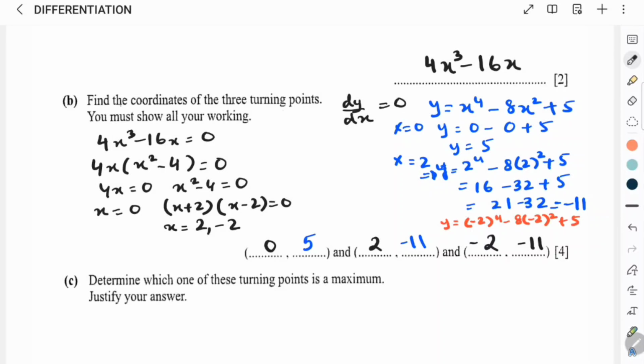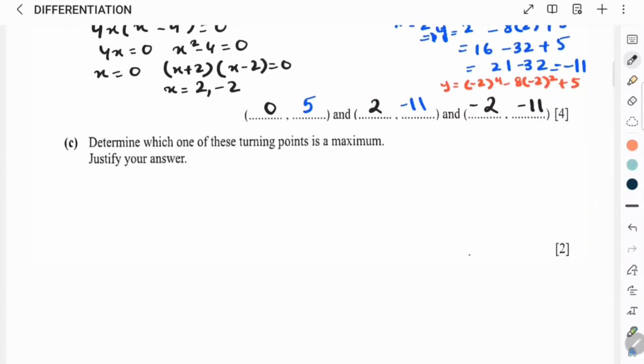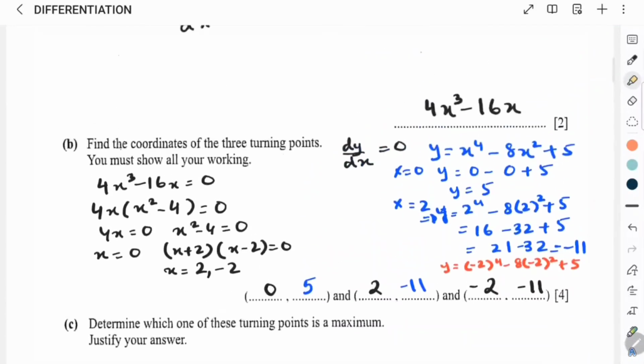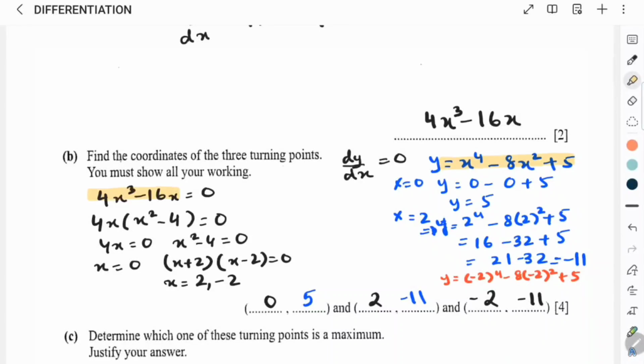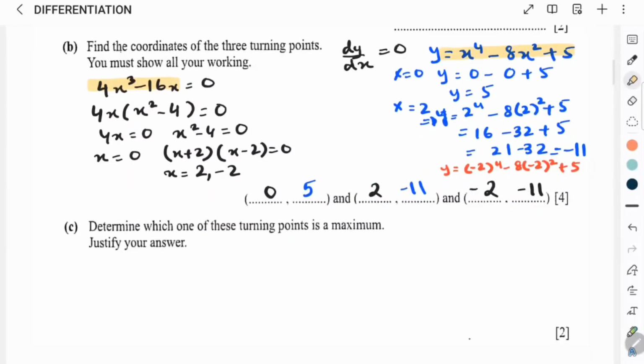Determine which of these turning points is the maximum. Justify your answer. Whenever we have to find the nature, we find the double derivative. We find the second derivative and then put in the value of x to find its nature. If the answer is positive, then it's a minimum point. Otherwise, for a negative answer, we get the maximum point. So the first equation was y equals x to the power 4 minus 8x squared plus 5. The first derivative was 4x cubed minus 16x.